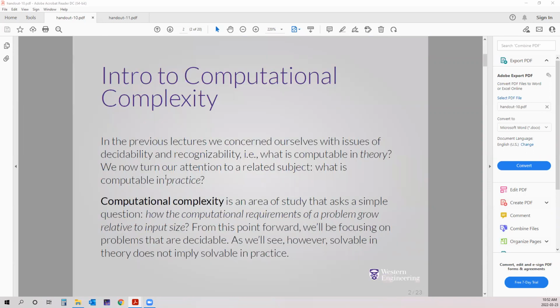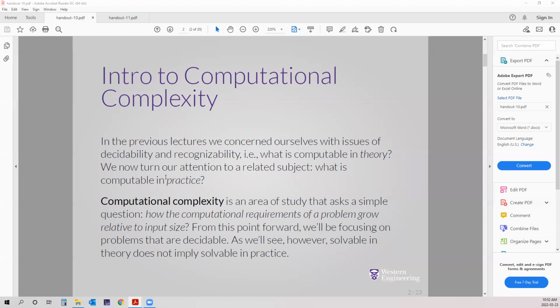What do we mean by computational complexity? To connect our previous handouts with the upcoming 3 handouts, we concern ourselves with the issue of decidability and recognizability. What is computable in theory? We now turn our attention to a related subject. What is computable in practice? So what could be computed? What cannot be computed? Is it decidable or recognizable? What is recognizable? What is decidable?